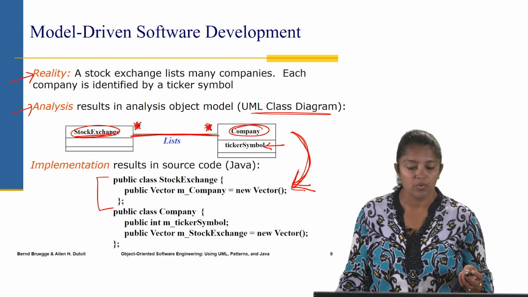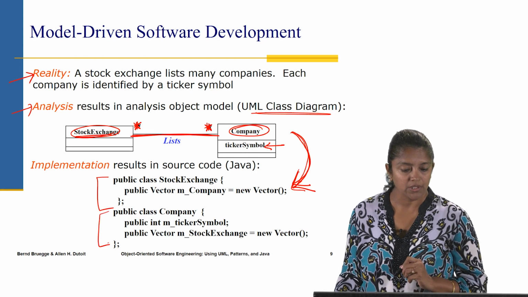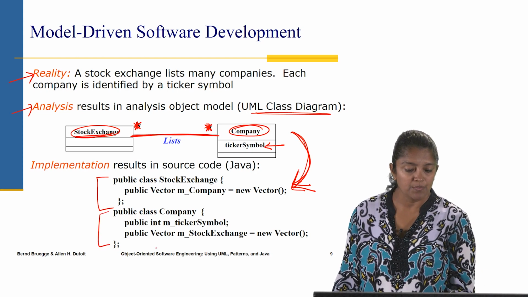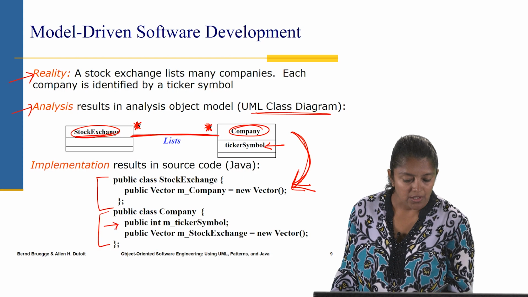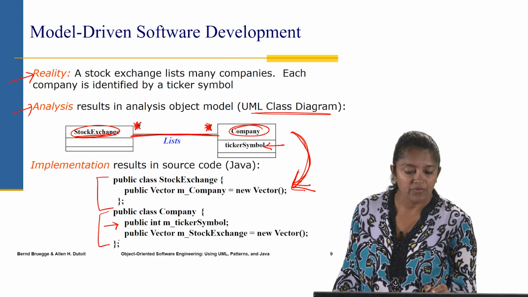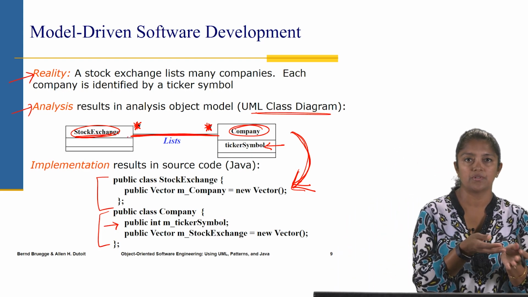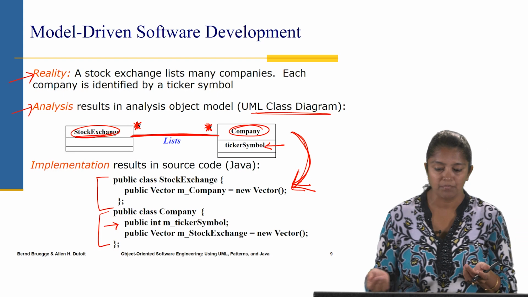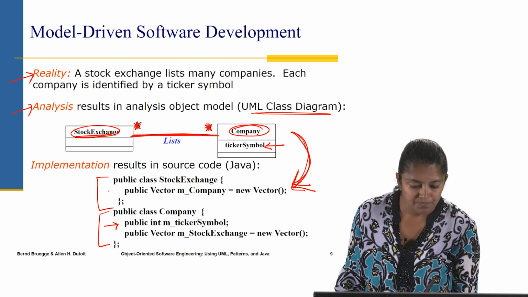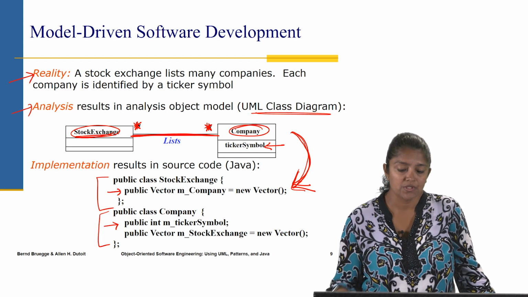So in Java, this is how it would look. We have two classes, one for stock exchange and one for company. Now the company has an attribute ticker symbol, so there's a variable called ticker symbol. And then every association, an association means that stock exchange refers to company, or it maintains a list of companies. So here's an attribute of type vector to hold the list of those companies.